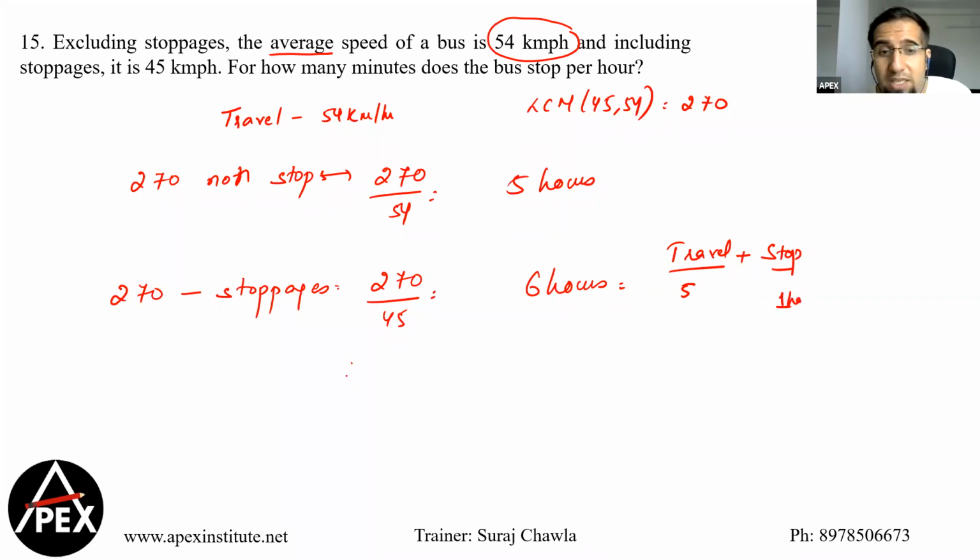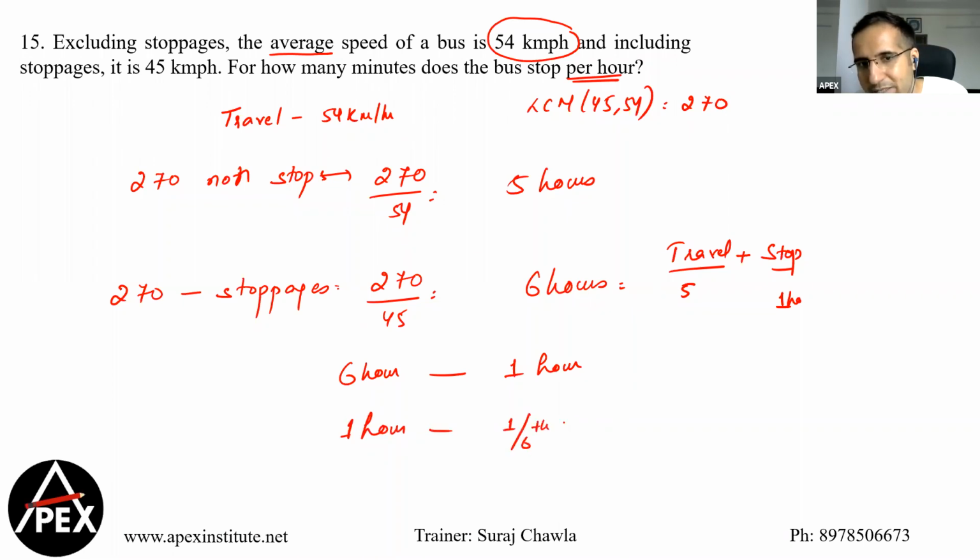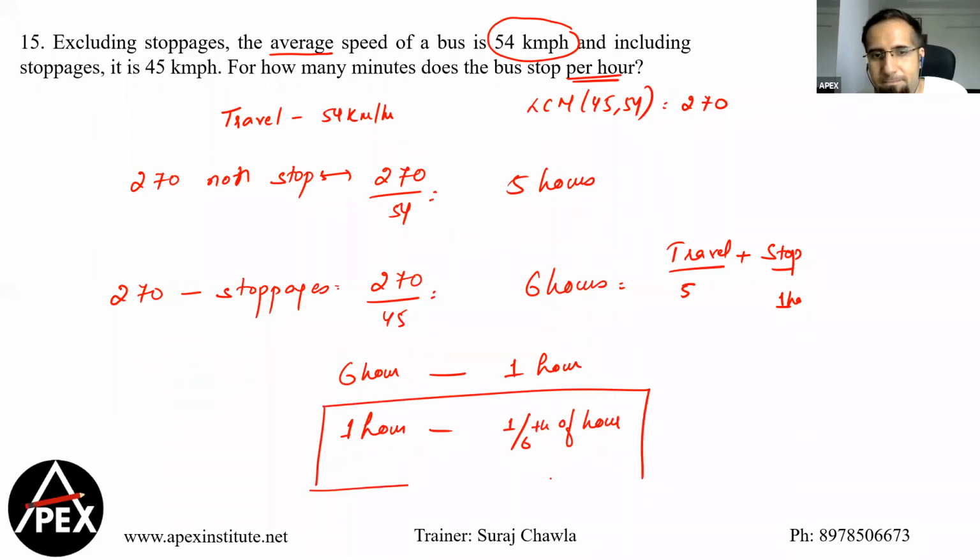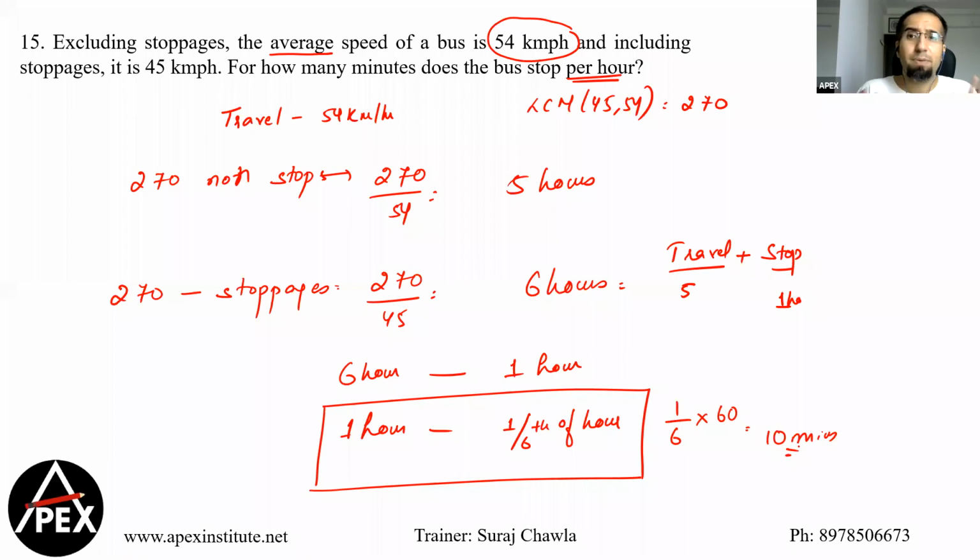Now, in a 6 hours journey, the stoppage time is 1 hour. As per the question, we need the stoppage time per hour. So can I say in a 1 hour journey, the stoppage time will be 1 by 6th of an hour? Is this point clear? Which means how many minutes? 1 by 6 into 60. That means for 10 minutes, the train has been stopping per hour. Every 1 hour, 10 minutes stop. This is the basic method, guys. I don't want you to follow the basic method. I just wanted you to understand why this comes up here.